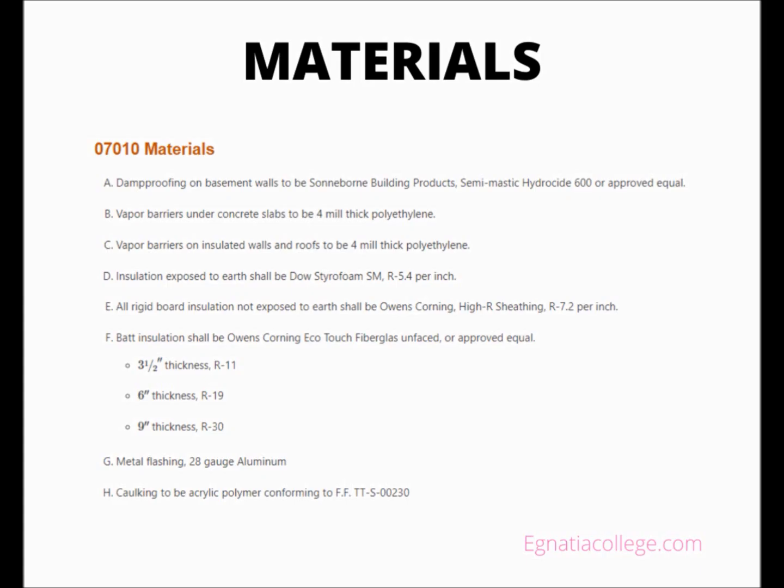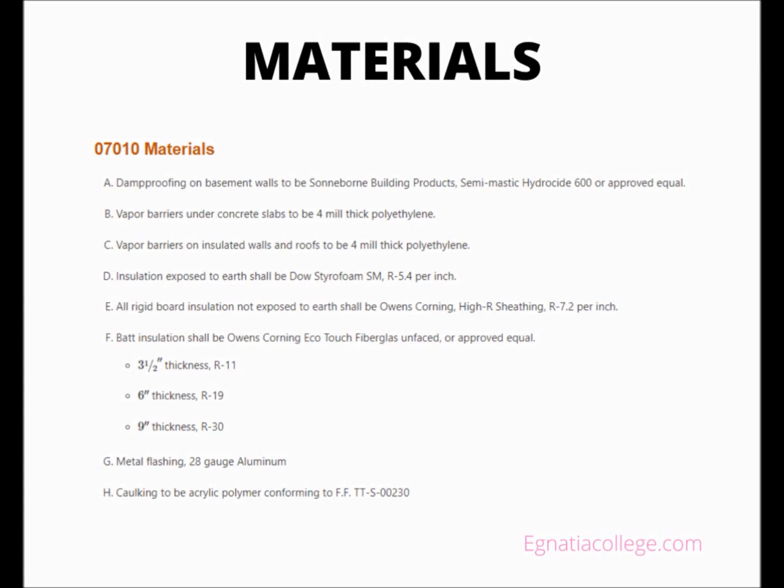Insulation exposed to earth shall be Dow Styrofoam SM, R-5.4 per inch. All rigid board insulation not exposed to earth shall be Owens Corning High-R sheathing, R-7.2 per inch. Batt insulation shall be Owens Corning EcoTouch fiberglass, unfaced, or approved equal. 3.5 inches thickness is R-11. 6 inches thickness is R-19. 9 inches thickness is R-30. Metal flashing 28 gauge aluminum. Caulking to be acrylic polymer conforming to FF-S-00230.